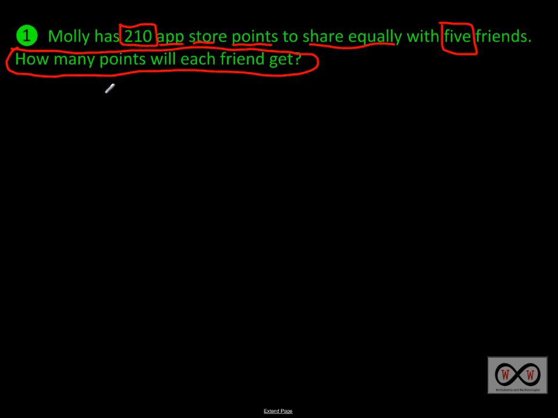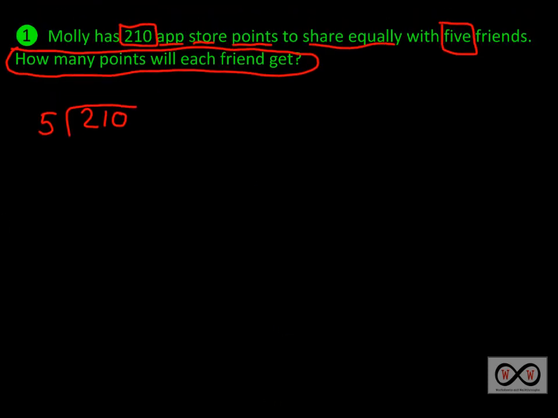So let's take a look at setting this up traditionally. If we had 210, in this case representing the App Store points that Molly has, and she wants to share them equally among 5 friends. So we're trying to figure out how to divide 210 App Store points among 5 friends. And we're going to take a look at the area model to do this. Let's bring that back up, bounce it back down here. Here we go.